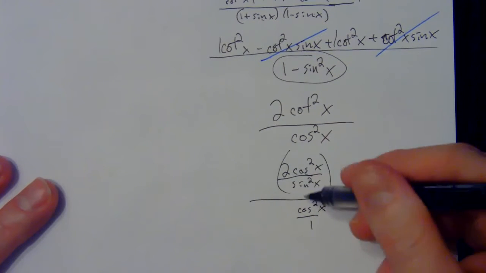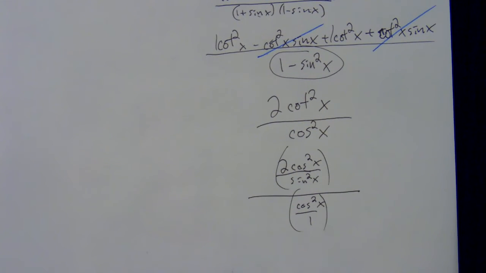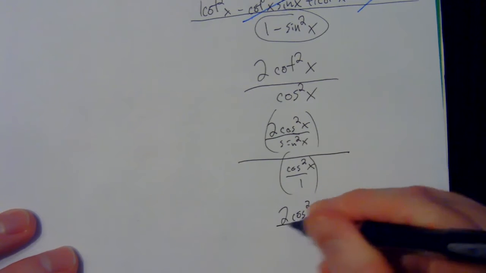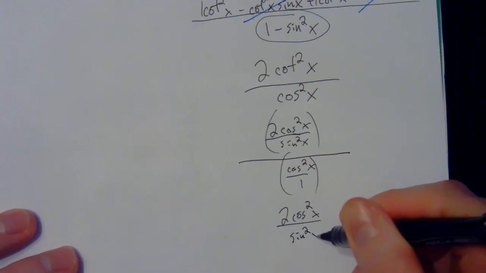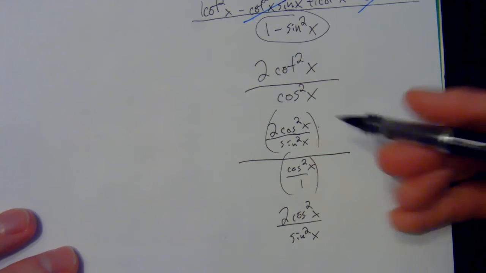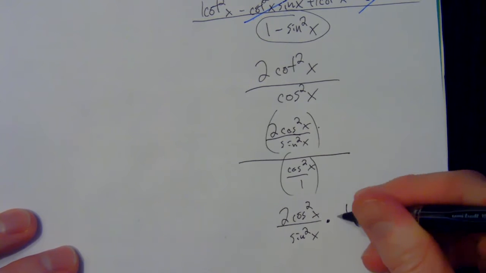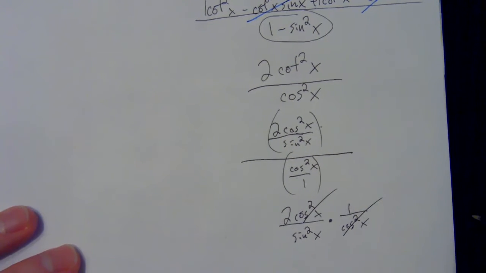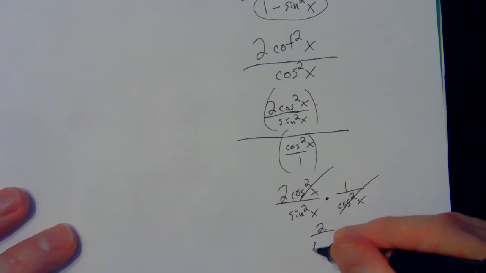Now see how you have 2 fractions? This is going back to your elementary school days: when you have 2 fractions, all you're going to do is multiply by the reciprocal of the second one. So leave the first one alone, and then you multiply by the reciprocal of that second one. And then the cosine squares cancel out. You're left with 2 over sine squared.